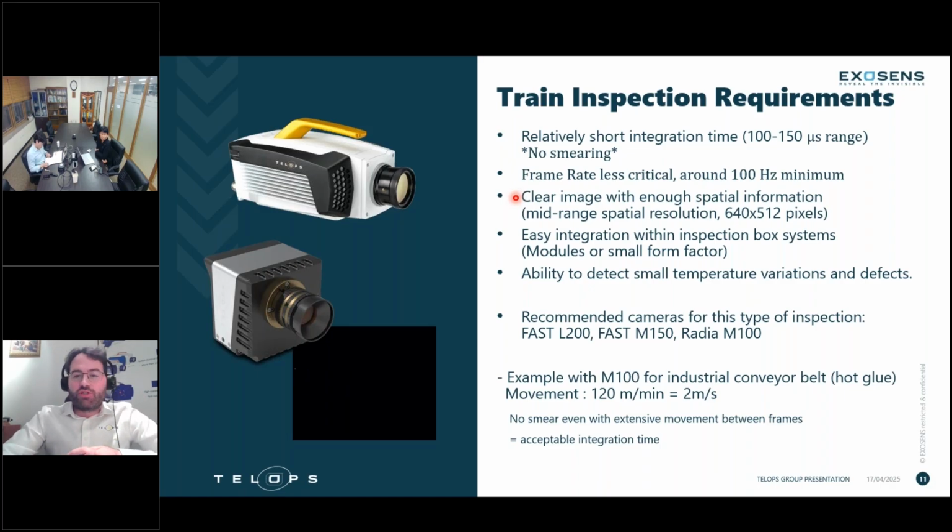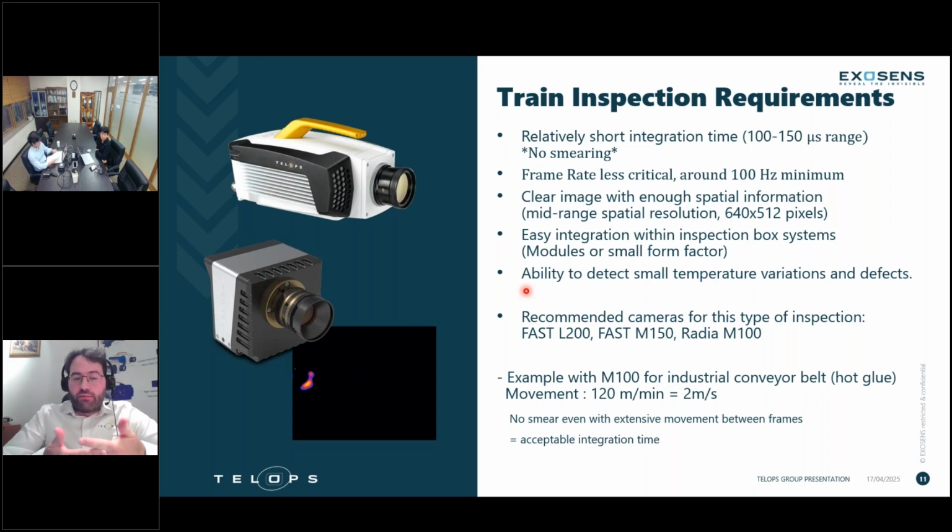So typically a mid-range spatial resolution of 640 by 512 is a good way to go for that window size. A smaller window size would smush together more of that spatial information, making it slightly more difficult to understand your scene. It's important to be able to integrate these cameras within those inspection box systems for train inspection. So those fast higher-end cameras all come in a module format to integrate within those systems. And the Radii cameras also come in that small form factor that I mentioned. So much smaller cameras, very easy to integrate within inspection boxes.